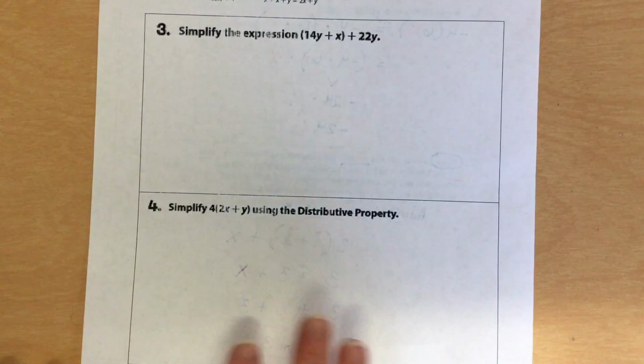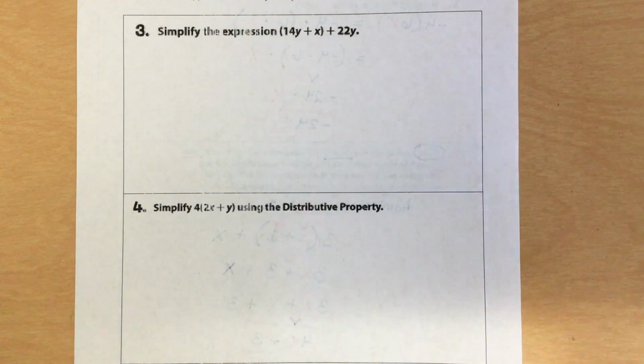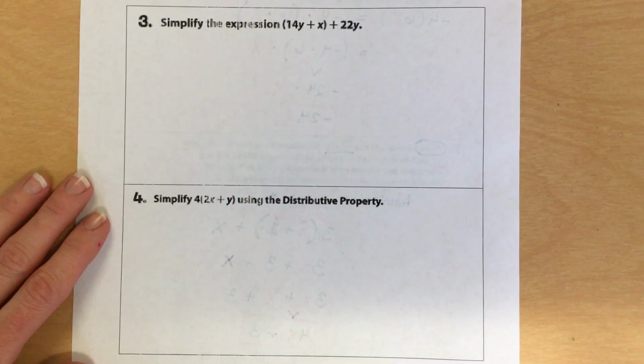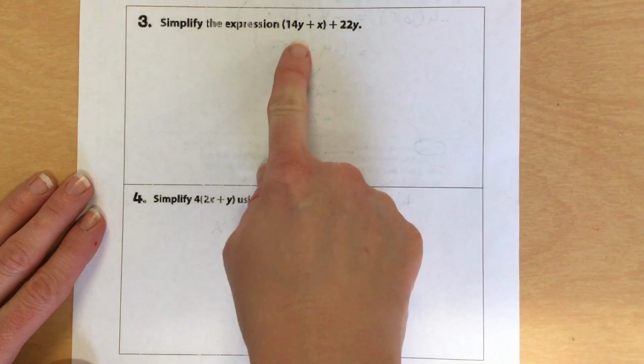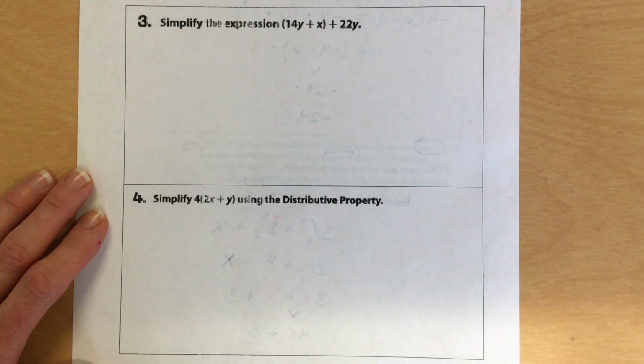All right, flip it over. So now we're going to simplify expressions with two variables, okay? Meaning I have different letters, okay? And we're going to use properties as well. So for the first one, we have 14y plus x plus 22y.